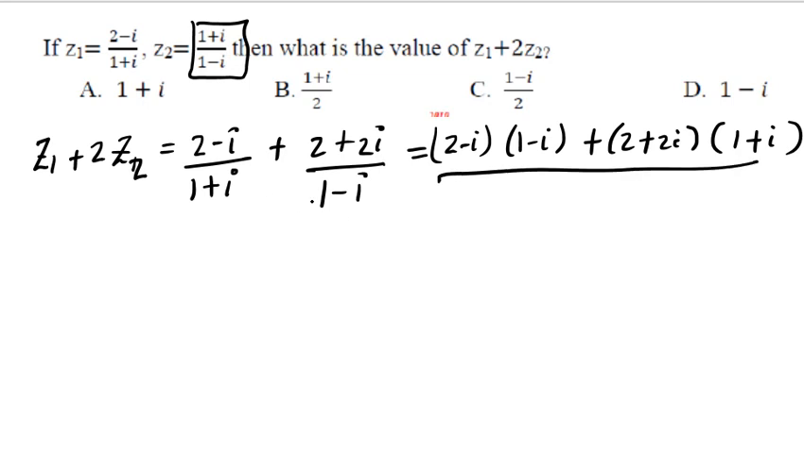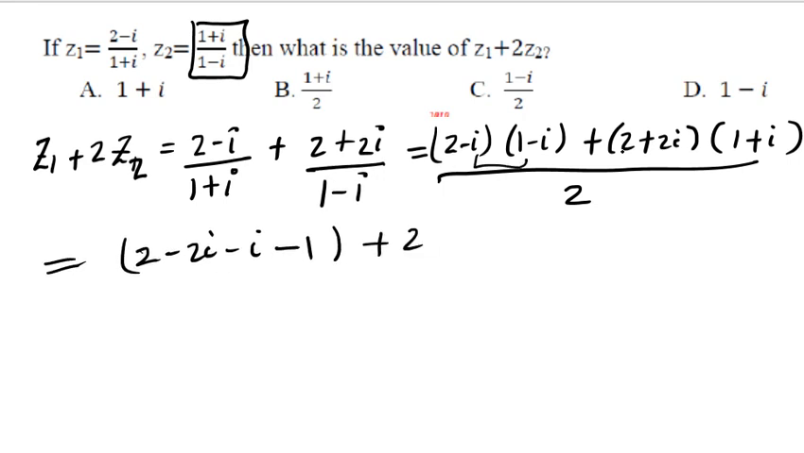As you see, in the denominator part, one is the conjugate of the other, so it's simply 1 squared plus 1 squared, which will be just 2. Nothing will be left in the numerator part. So when you multiply the first two brackets, it will be 2 minus 2i minus i, and just minus 1 will be left. Plus the second one here, the 2 will be common, as you can take out, then 1 plus i is left here, and 1 plus i times 1 plus i will be 1 plus 2i minus 1.